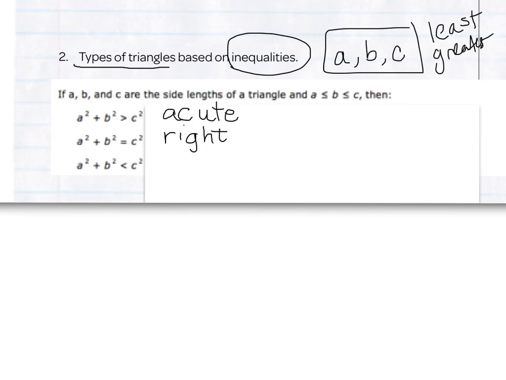And the final one says A squared plus B squared, if that is less than C squared, then this is an obtuse triangle. So that is really, really powerful. And we're going to play around with it right now.